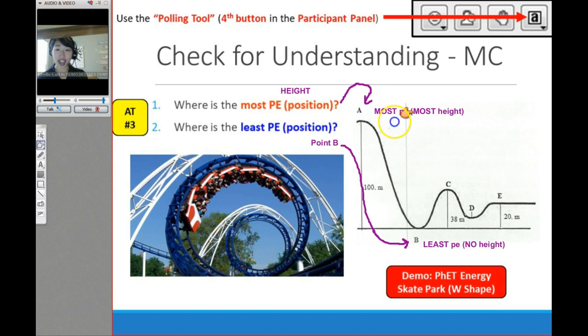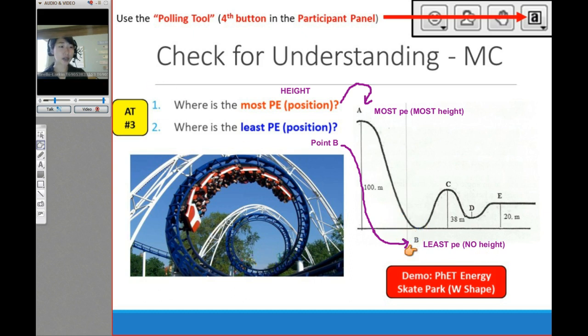Okay, so wherever we're the highest, that's the most potential energy. At the lowest, that's the least potential energy. Cool. They are not all the same. I just said at the highest point, we have the most potential energy. At the lowest point, we have the least potential energy, which at B has the lowest point because there's no height to it. Okay, it's at 0 feet.